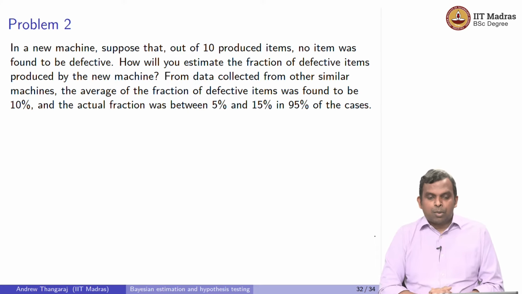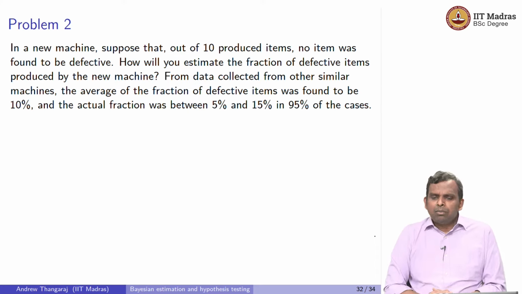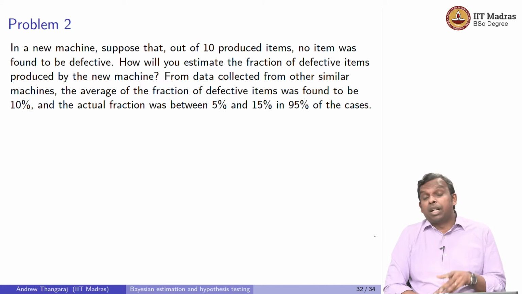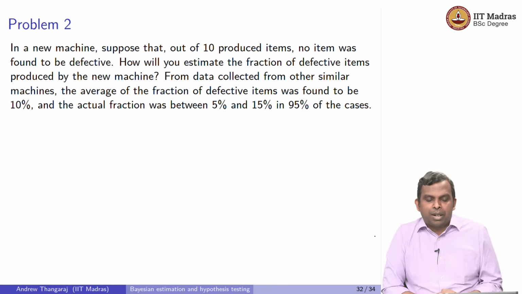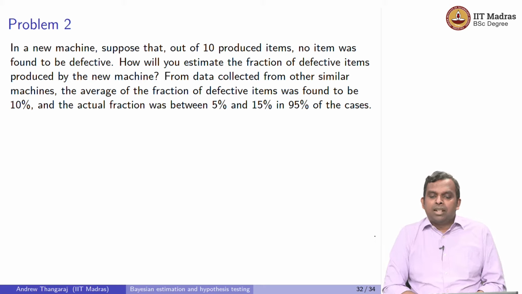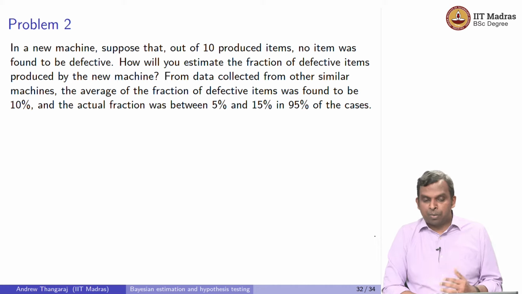Okay, here is another problem which is really very common, and it involves estimating a Bernoulli p distribution. Notice what's happening. There is a new machine, and out of the 10 items it produced, no item was found to be defective. Suppose you have to estimate the fraction of defective items that this machine is going to produce.